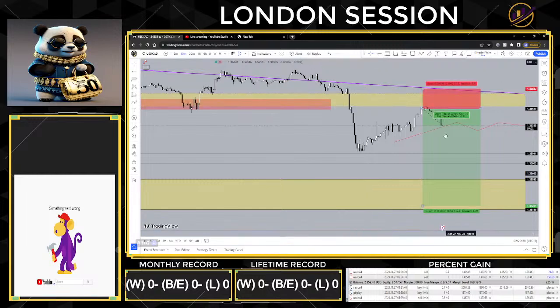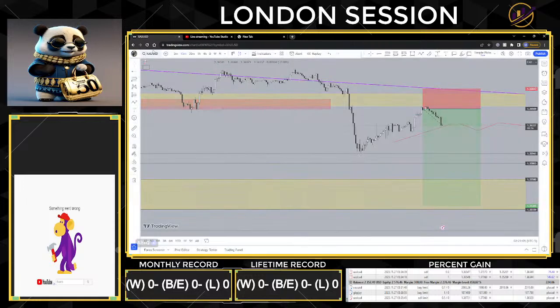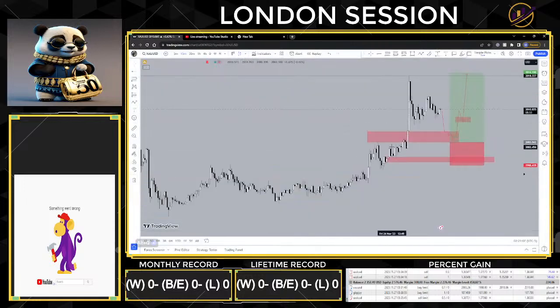So this is USD CAD, guys. We've got USD CAD on the watch, gold again on the watch. As I mentioned earlier, we're looking for longs at around 2003, 2004, around this zone.